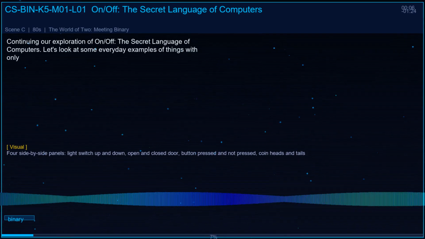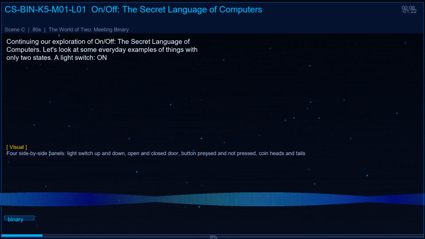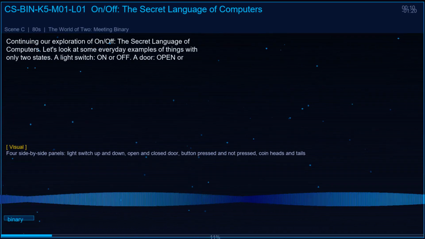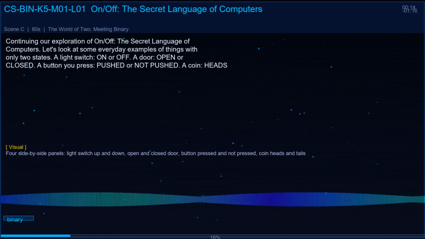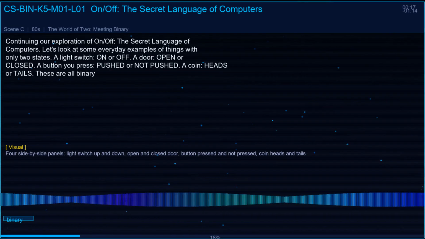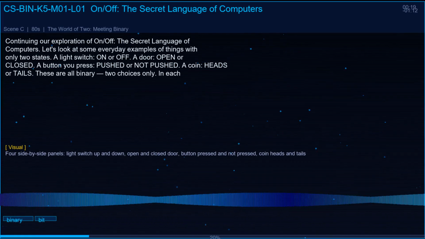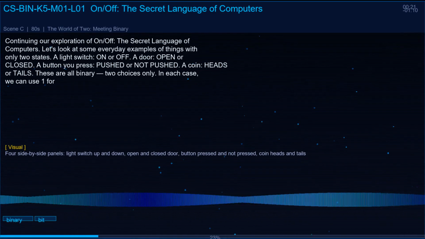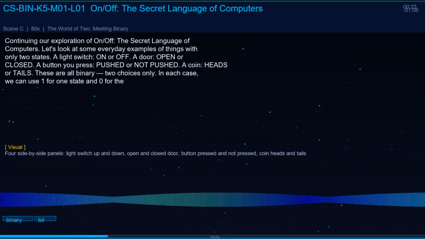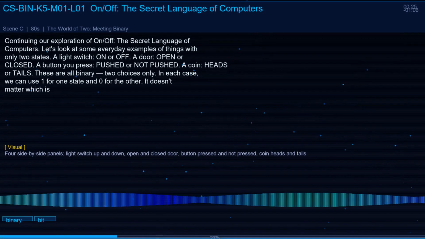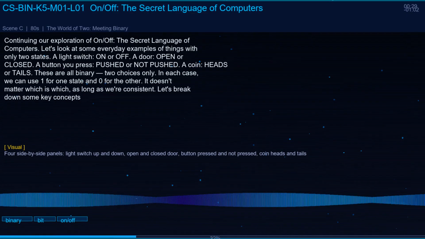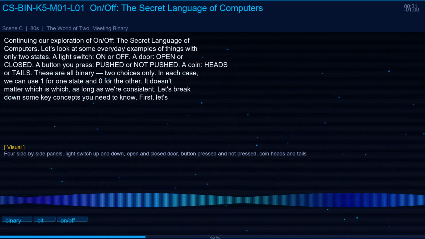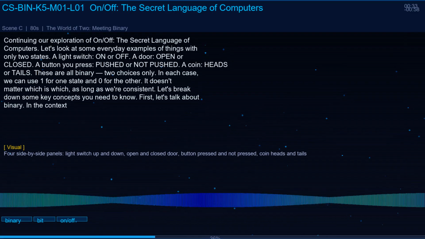Let's look at some everyday examples of things with only two states. A light switch, on or off. A door, open or closed. A button you press, pushed or not pushed. A coin, heads or tails. These are all binary: two choices only. In each case, we can use 1 for one state and 0 for the other. It doesn't matter which is which, as long as we're consistent.